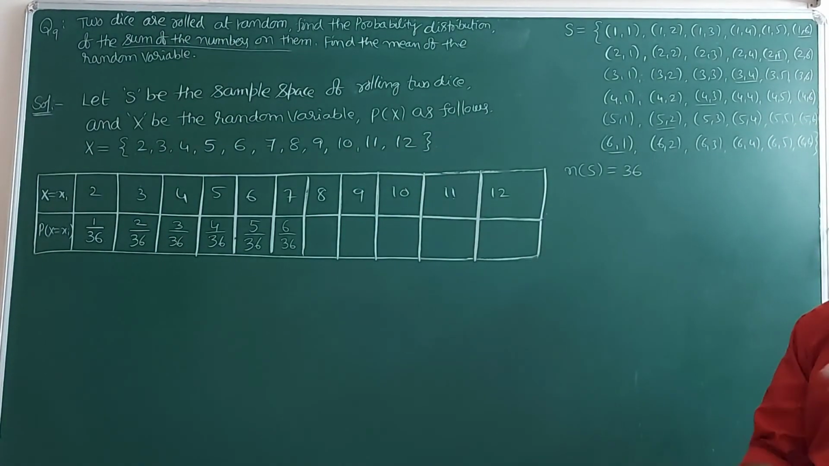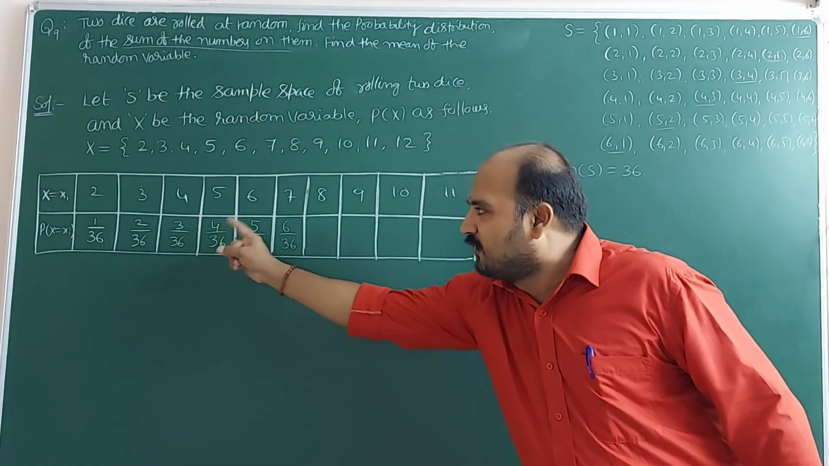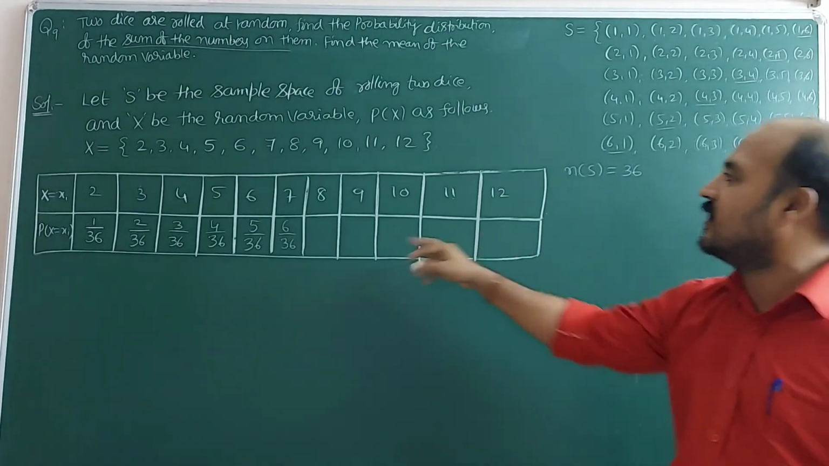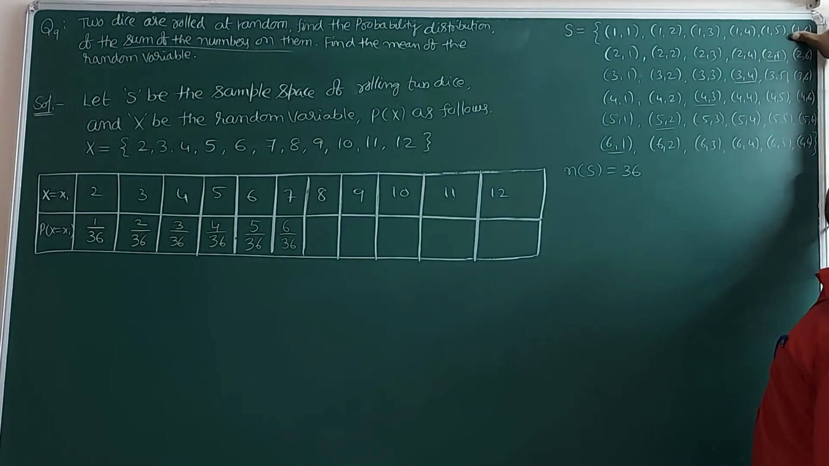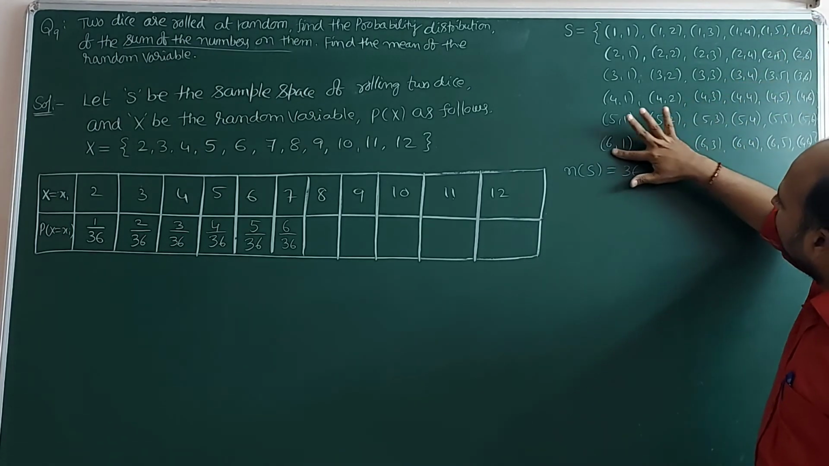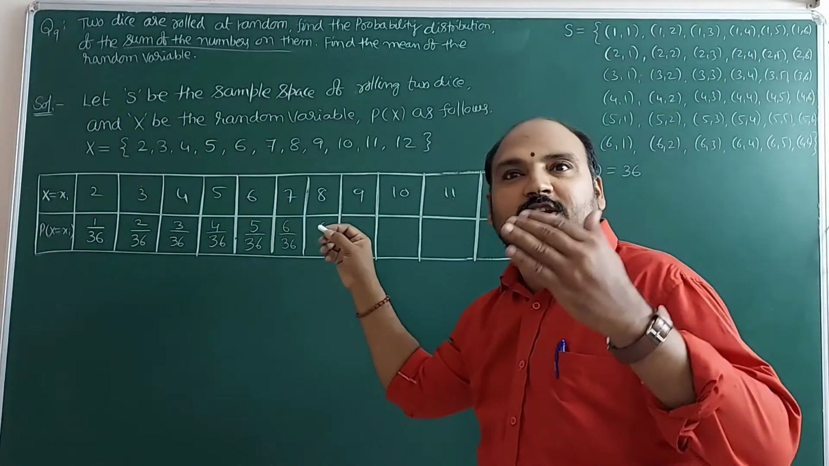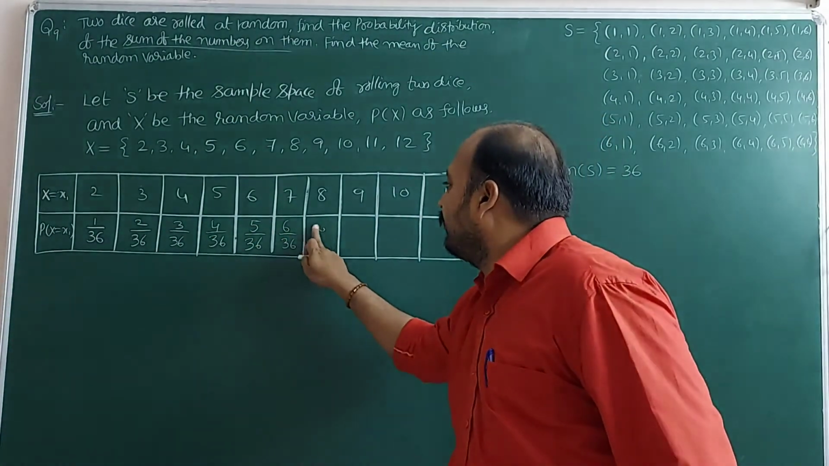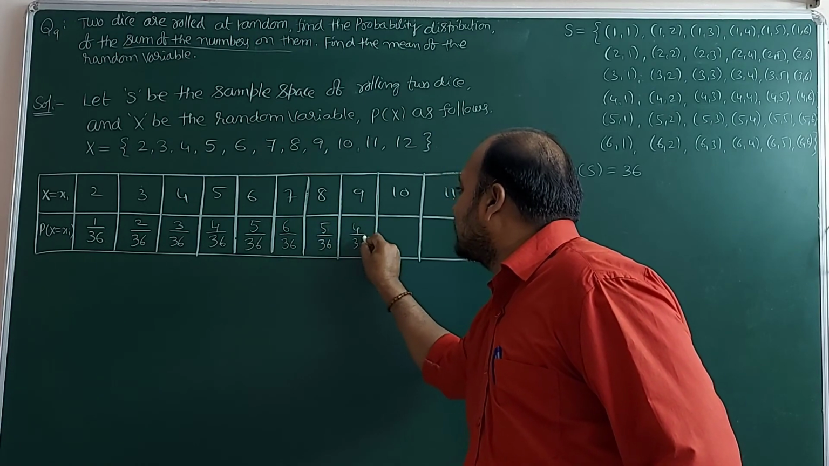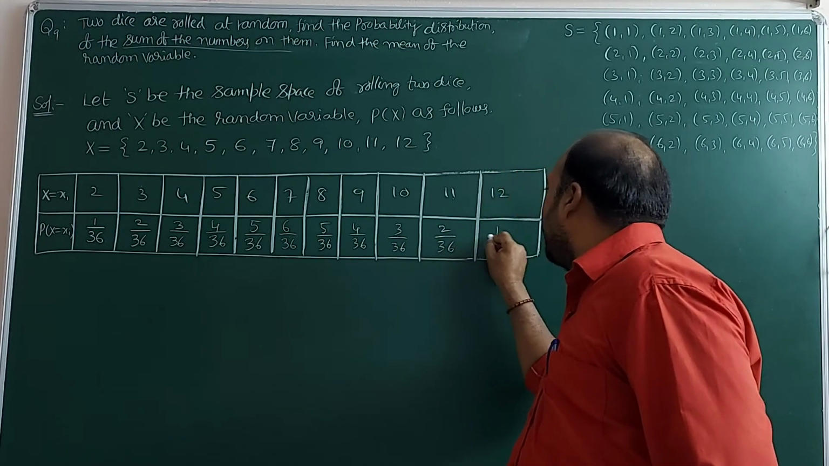Again from 8, observe, dear students. Here, whatever we wrote in increasing order: 1, 2, 3, 4, 5 by 36, 6 by 36. You write in reverse, you will get the answers. To get the sum of the numbers as 8, I am giving some logical way. In reverse you can write, again starting from 5: 5 by 36, 4 by 36, 3 by 36, 2 by 36, 1 by 36.